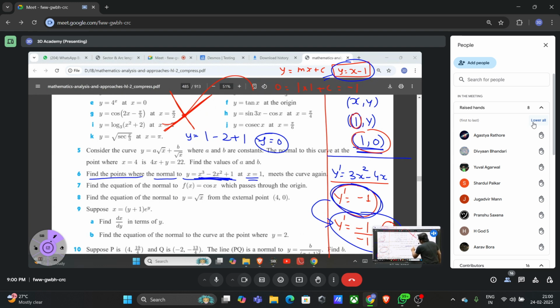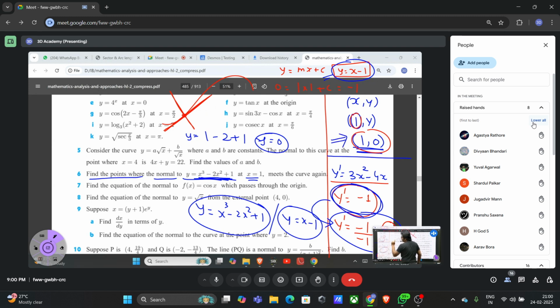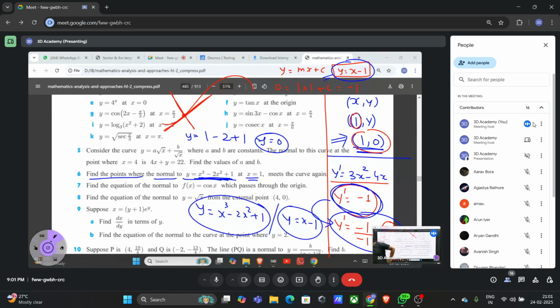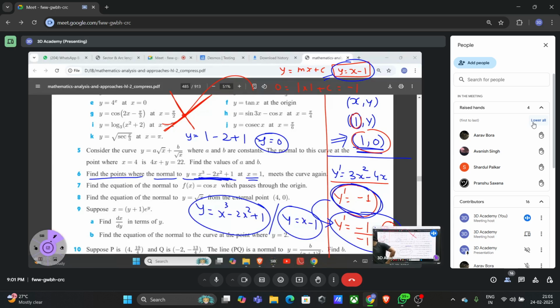So what you do? You have one curve, y equals x cube minus 2x square plus 1. You have a second curve, that is y equals x minus 1. You plot both of them in a graph and find the intersection points. One point is already known, that is 1 comma 0. So the second point, except 1 comma 0, or a third point, there might be two intersections, right? Those two are your answers. How many of you understood this? Raise your hands. Very good.